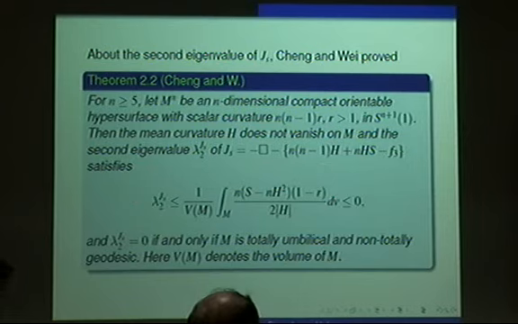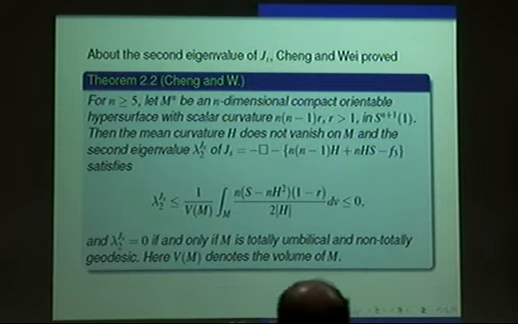This means that the second eigenvalue of this Jacobi operator is non-positive. Here the capital V denotes the volume of M. Here the small r means this one. Here the h is the mean curvature. The S is the squared norm of the second fundamental form. The second eigenvalue of the Jacobi operator equals 0 if and only if M is totally umbilical.